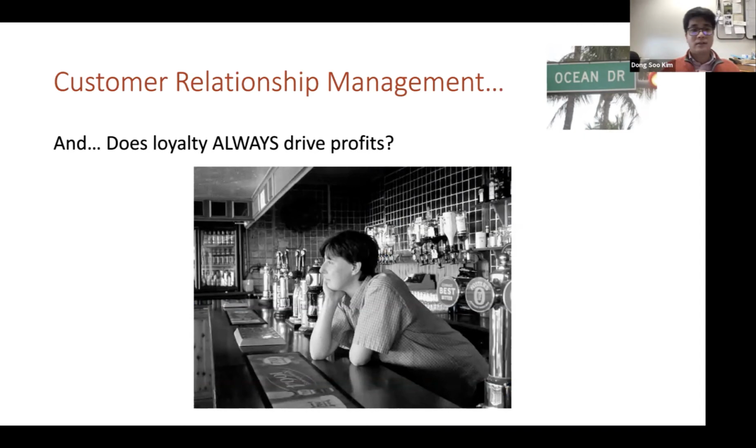And how about this? Does loyalty always drive profits? Here's another picture. There is another bar on the same beach. This lady is the owner of this bar, but she looks so worried. Oh, it's a mess today again. No people again. Maybe she also has loyal customers, but it is not guaranteed that all of her loyal customers come and drink expensive spirits every day. If her loyal customers are people who live in a nearby town and just enjoy a happy hour once or twice a week, she cannot expect lots of money from them.